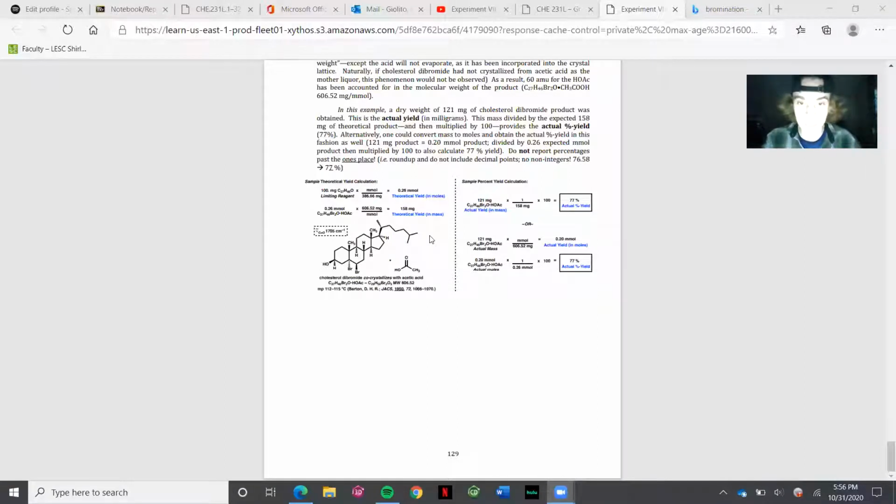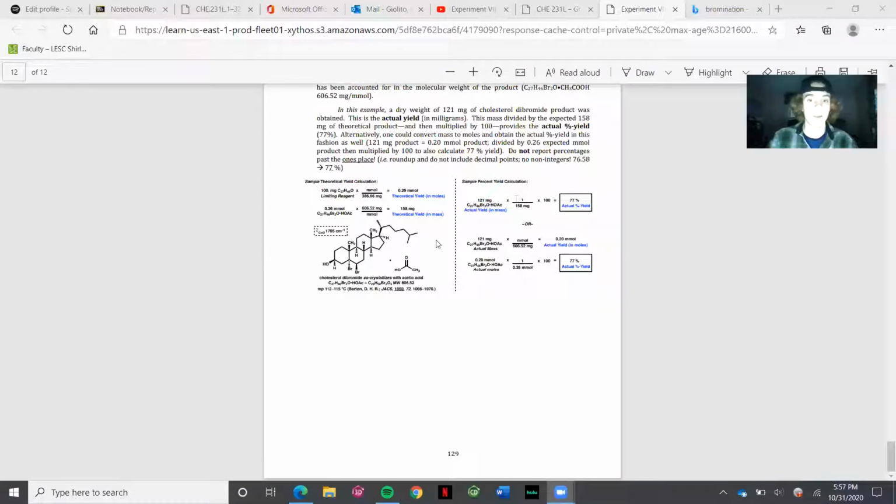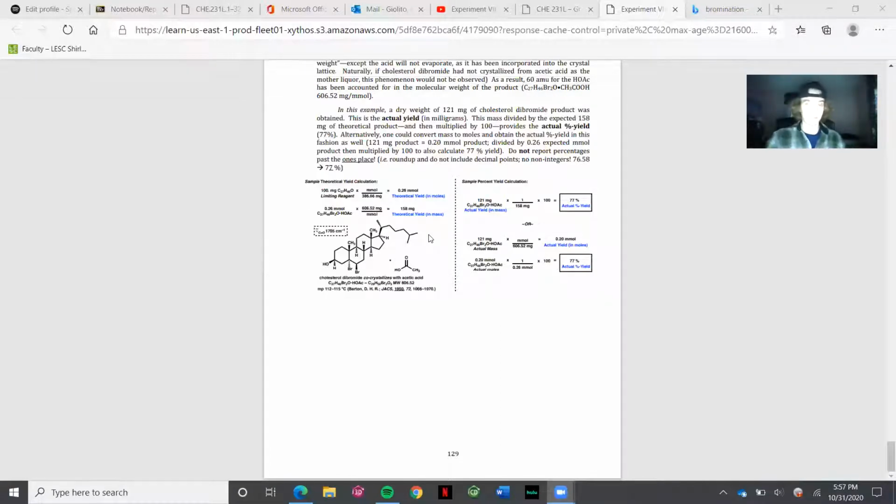Now, I'm just going to let you guys use, so your isolated amount of brominated cholesterol is going to be 120 milligrams. And not the 121 in the example, but 120. I'm going to include it in the email, and I expect you will use that for your calculation.